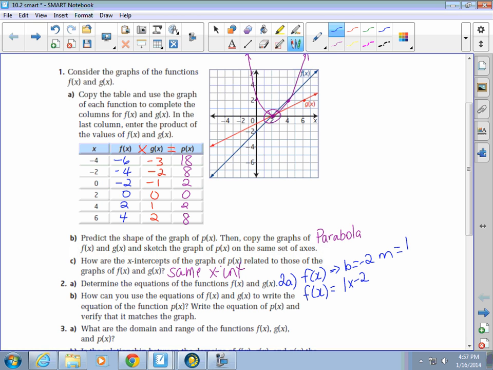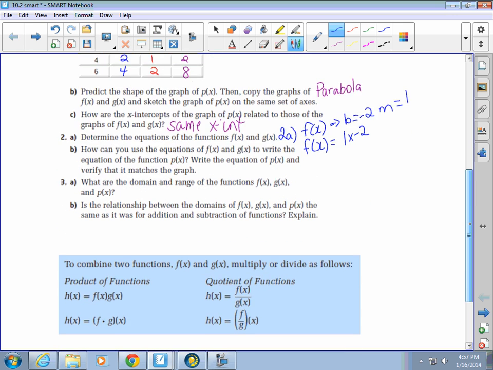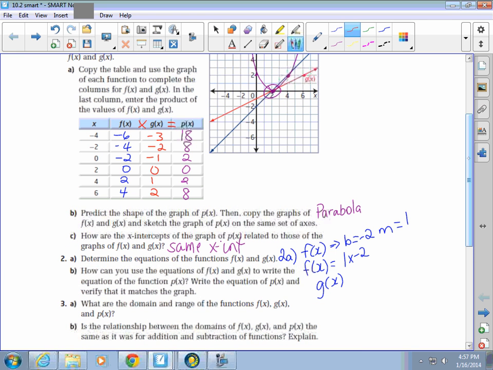For the g(x), my g(x) graph, that's the red graph. My y-intercept is at -1. And if I do my slope, I go up 1 over 2. So m is equal to 1/2. So the equation for g(x) is going to be 1/2 x, or x over 2 minus 1.